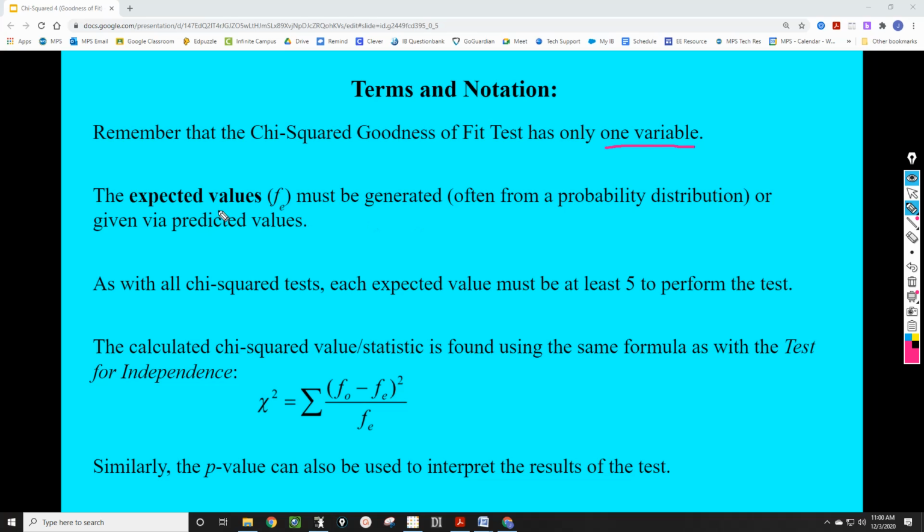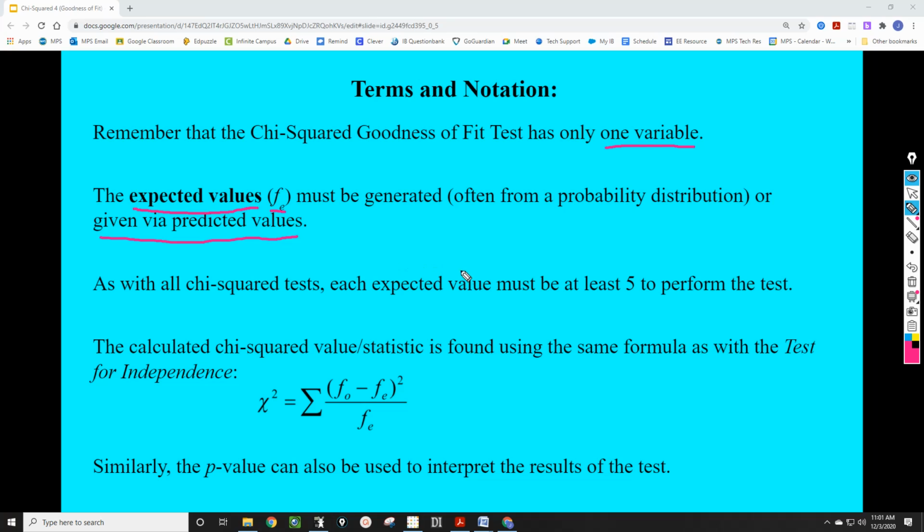The chi-squared goodness of fit test has expected values. We abbreviate those as F sub E, just like we did for the chi-squared independence test. And we can get them two ways. They either must be generated, and that would often be from a probability distribution, or they could just give us predicted values from a table or something along those lines. And again, then we're comparing the actual results with these predicted or expected, hypothesized results.